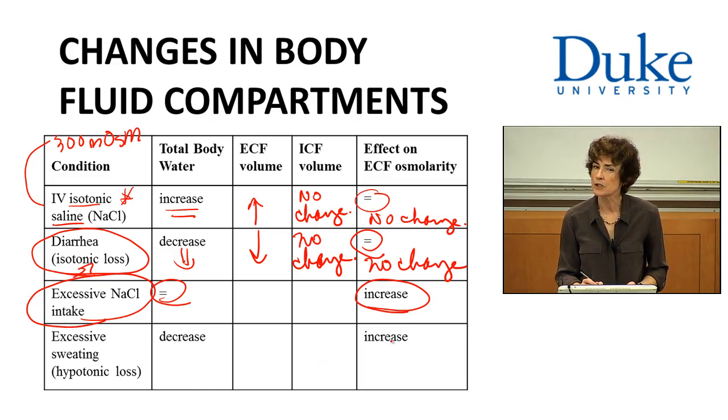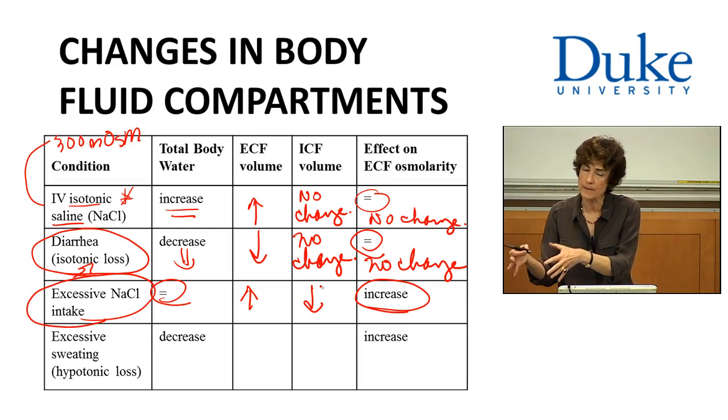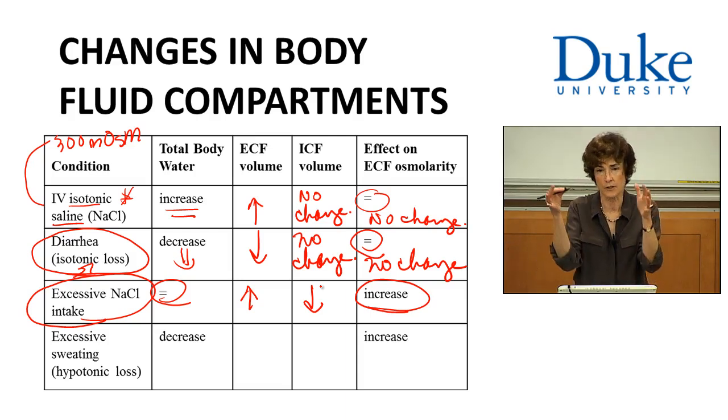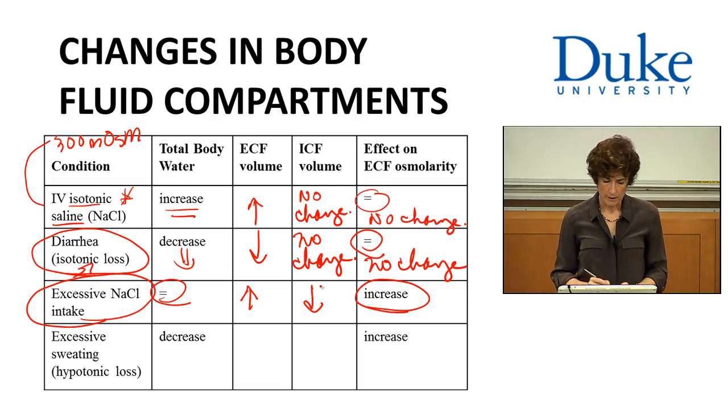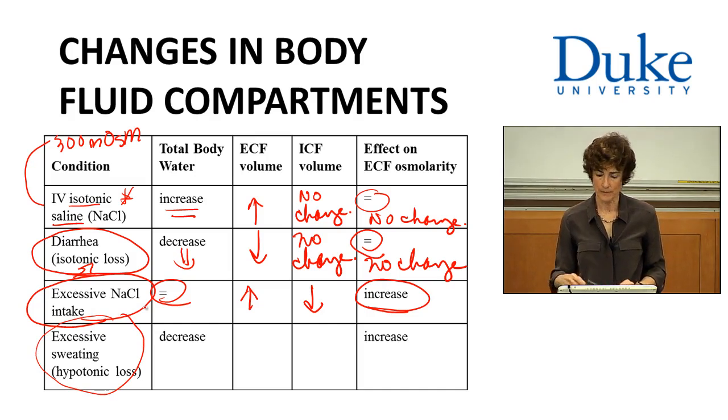So under these conditions, what happens to the ECF volume? I've brought a lot of sodium into the ECF, so now the volume in the ECF is going to increase. And the water is going to come from the cells. So the water moves from the cells into the ECF, and the cells will shrink. All right, so you think about this, and you think about what would happen in the last case where we have excess sweating. So there's a hypotonic loss from the body. Figure out how the ECF volume and the cell volumes are going to be affected.